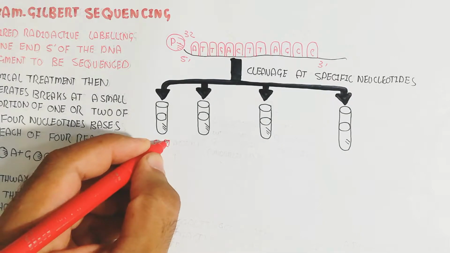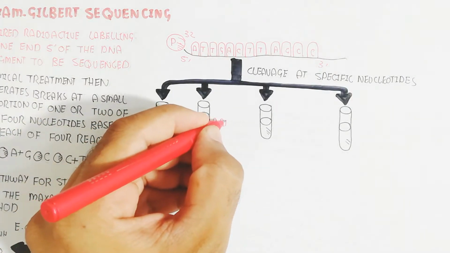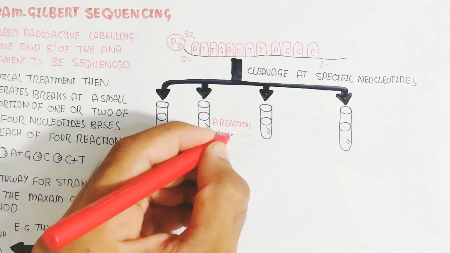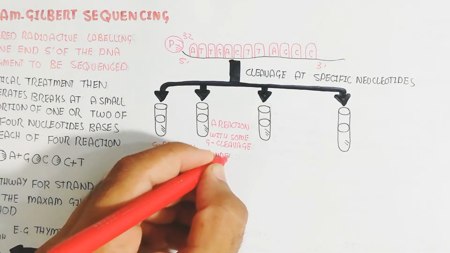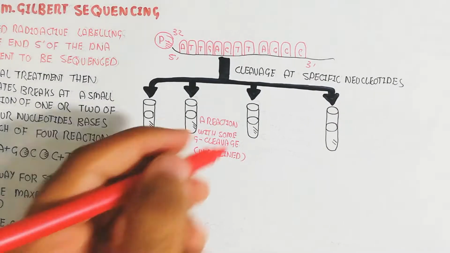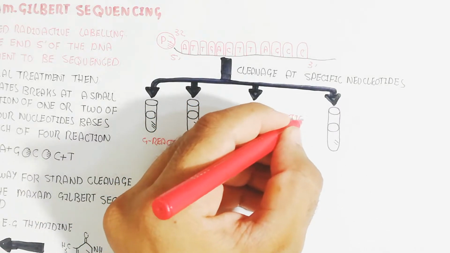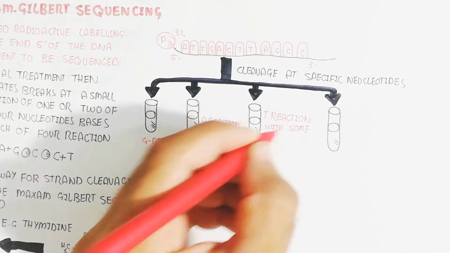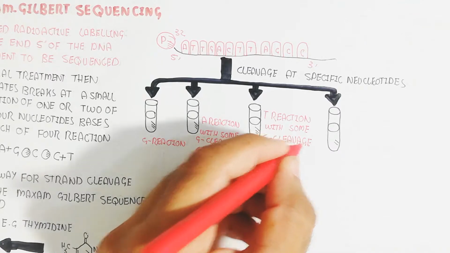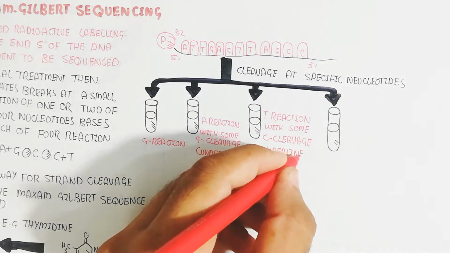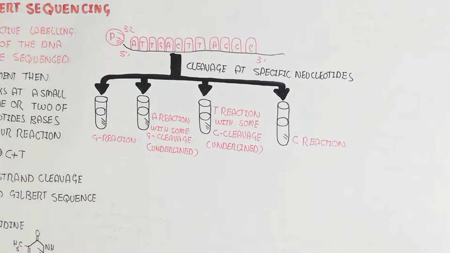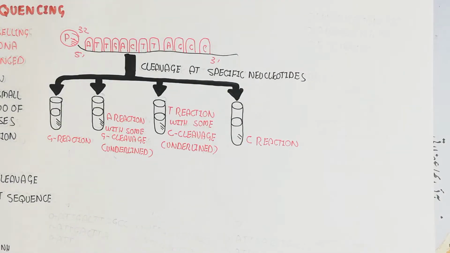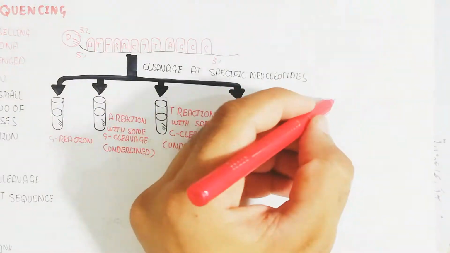For example, the G reaction, and the A reaction with some G cleavage, which we will underline in the next step. Then the T reaction with some C cleavage, which we will also underline. And the C reaction. So we have the G reaction, the A plus G reaction, the C reaction and the C plus T reaction.